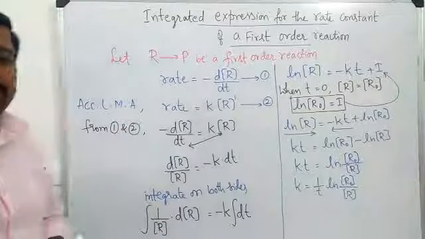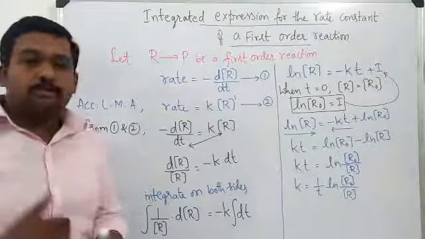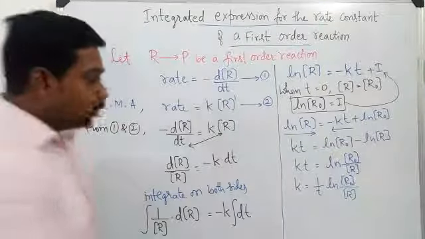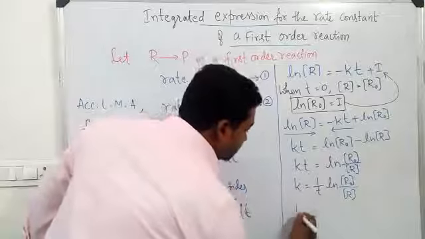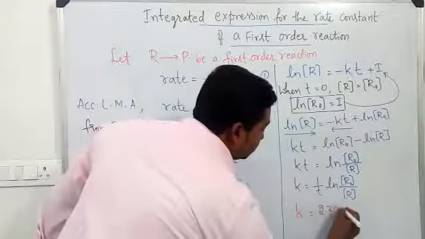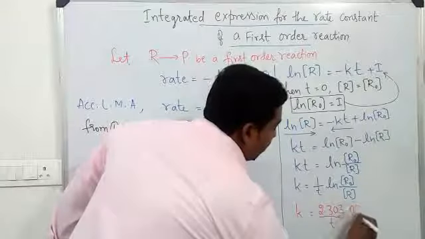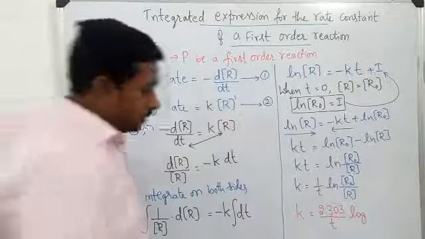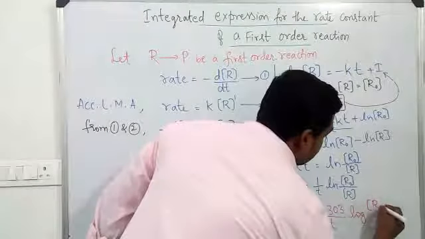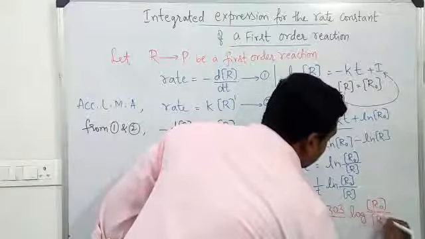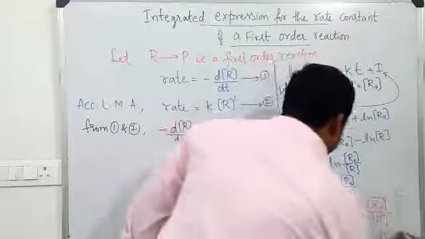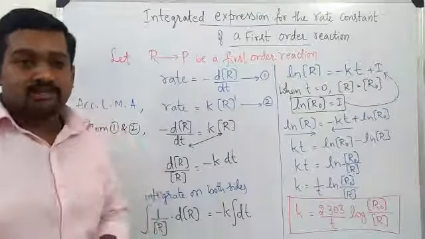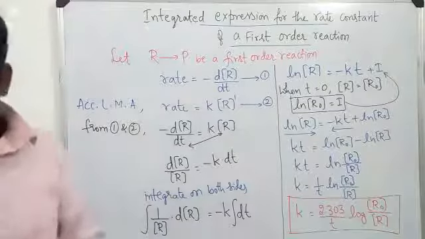Now the final step is converting this natural log into log to the base 10. Whenever we convert natural log into log to the base 10, 2.303 has to be introduced. So I get k equals 2.303 by t log. So if you write simple log, it represents log to the base 10. So log of concentration R0 over concentration R, and this becomes the integrated expression for the rate constant of first order reaction. Have a look at the derivation once.